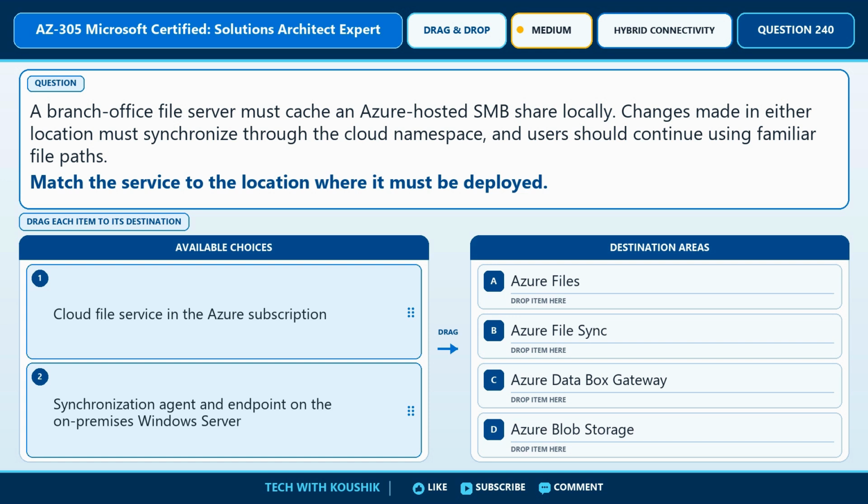Source 1, cloud file service in the Azure subscription. Source 2, synchronization agent and endpoint on the on-premises Windows server. The target positions are: Destination A, Azure Files. Destination B, Azure File Sync. Destination C, Azure Data Box Gateway. Destination D, Azure Blob Storage.